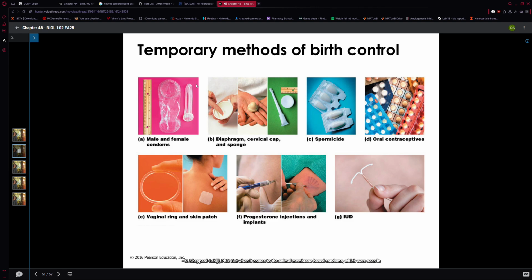But when it comes to the animal membrane-based condoms, which are seen in the male condoms, those are porous to HIV and to the virus hepatitis B. So those cannot be utilized as a means of protection from those particular diseases.